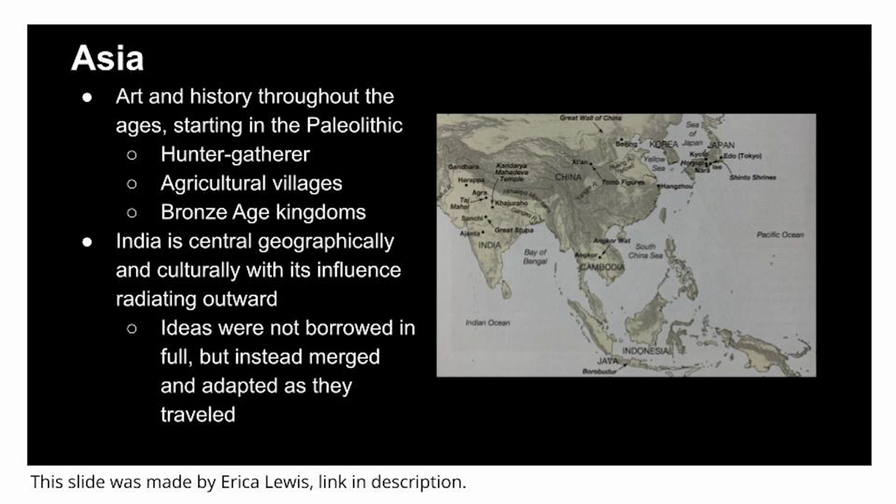The art and history throughout the ages of Asia started in the Paleolithic times, just like everyone else. Started with hunter-gatherer societies, then moved towards agricultural villages, and then finally we got to Bronze Age kingdoms. Also, India is central geographically and culturally with its influence as it radiates outward. Ideas were not borrowed in full from India, but instead they merged and adapted as they traveled outward from India. So we're going to start with India.